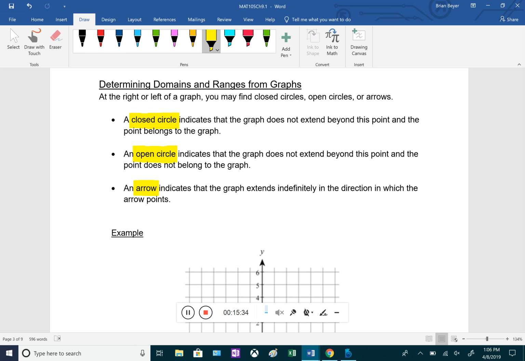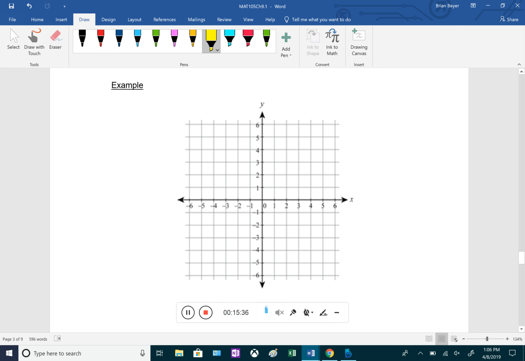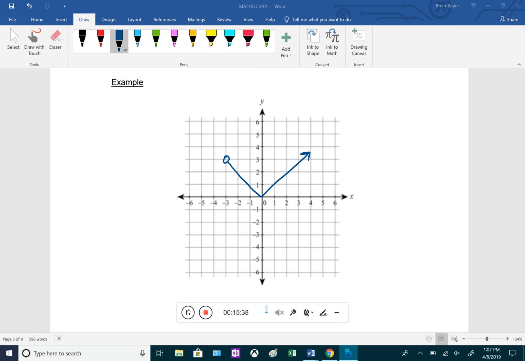Okay, so let's see an example here. So let's say that this is some graph. We can see that we have an open circle right here on the graph, and then we have an arrow right here. So the open circle on the left means that that point is not included, but it gets infinitely close. And then this arrow on the right means that it's just going to keep on extending in that direction forever.